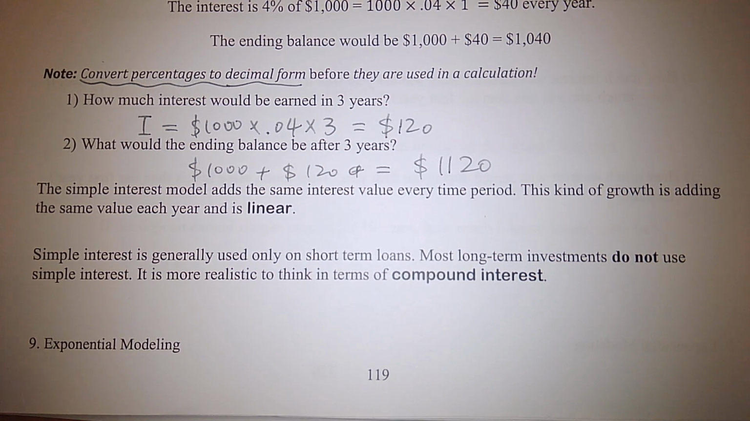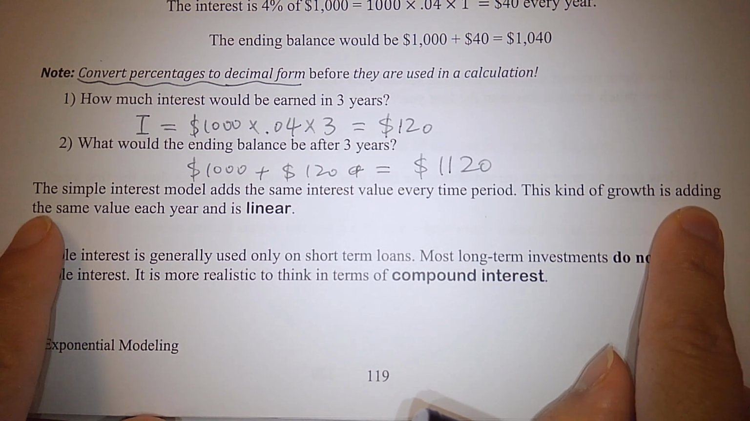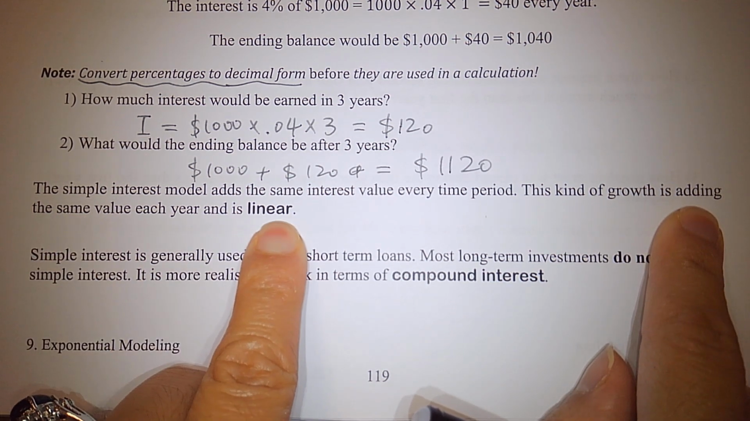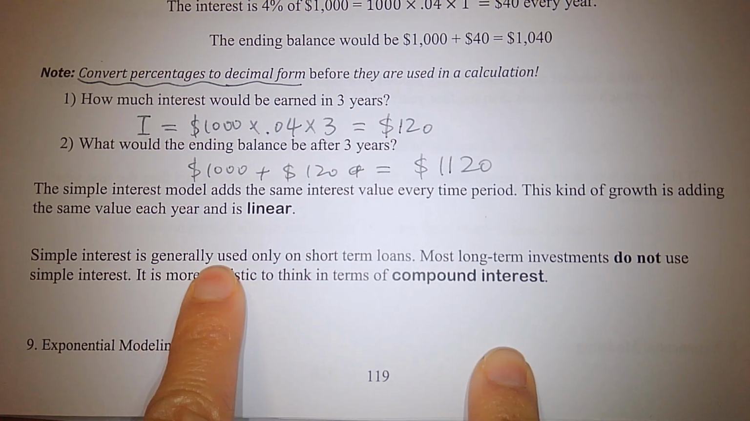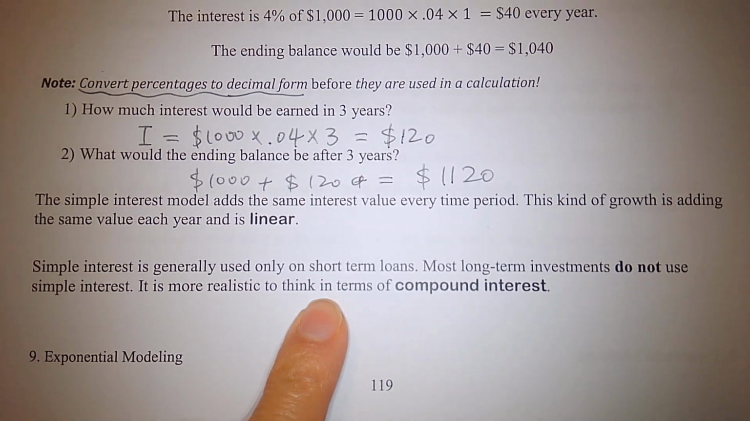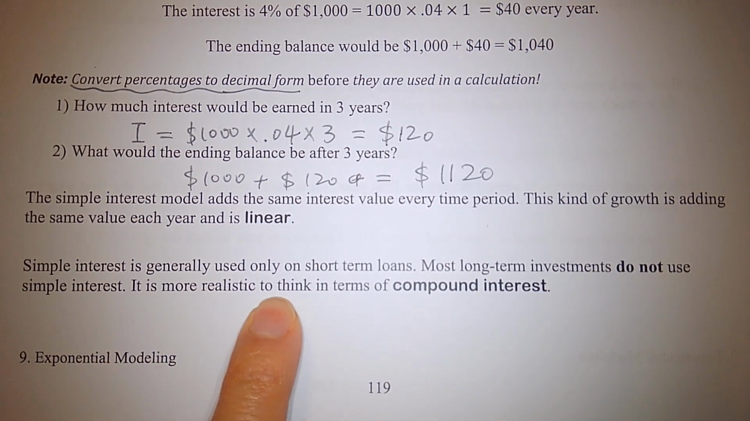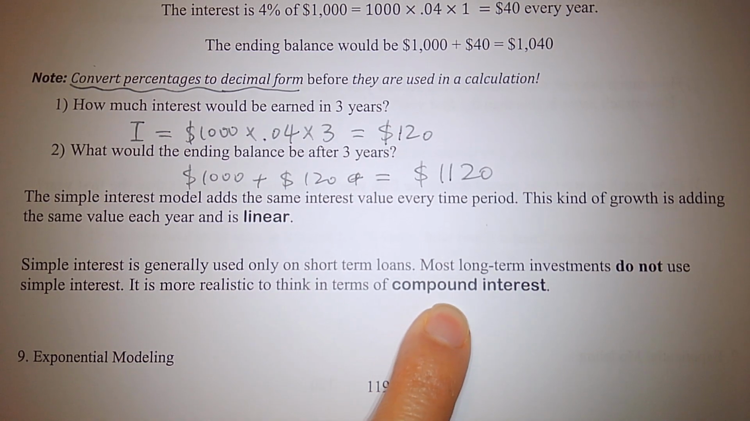The simple interest model adds the same interest value each time period. The kind of growth is adding the same value each year and is linear. Simple interest is generally used only on short-term loans. Most long-term investments do not use simple interest. It is more realistic to think in terms of compound interest.